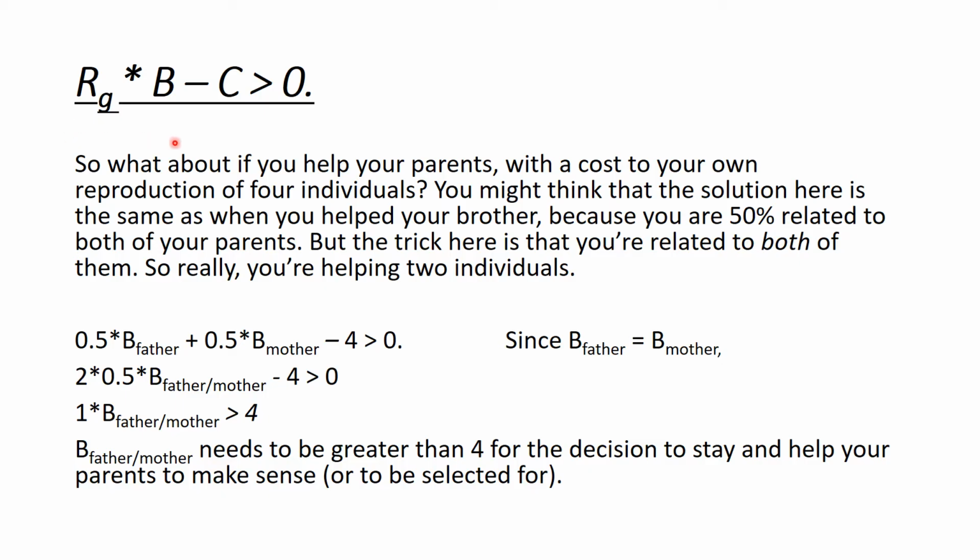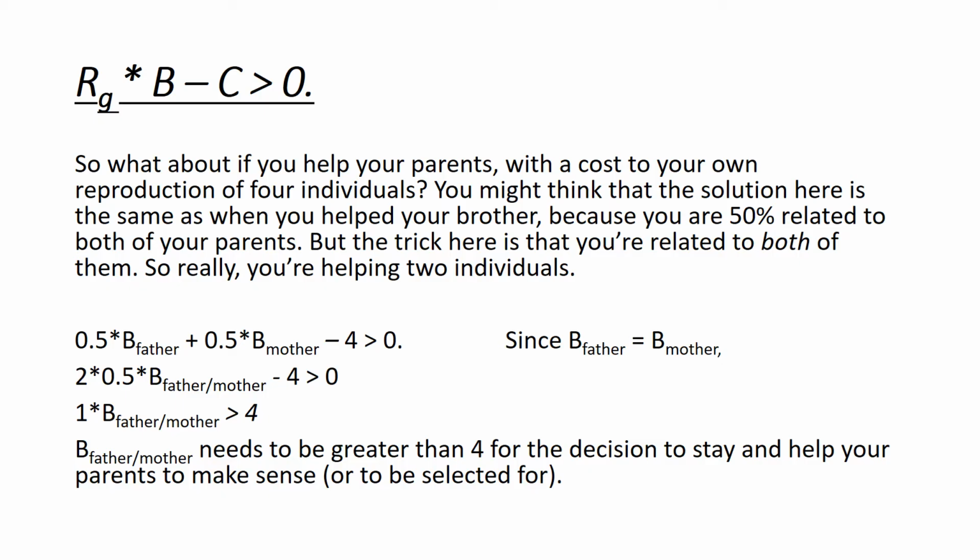So we have to put another term in here for another Rg times b. You're 50% related to your father, and you're 50% related to your mother, minus the cost to you is going to be greater than 0. And since the benefit to your father is going to be the same as the benefit to your mother, we're just going to combine those two terms and say 2 times 0.5 times b mother, father, minus 4 is greater than 0. And really this boils down to the benefit to both of your parents at the same time should be greater than 4.